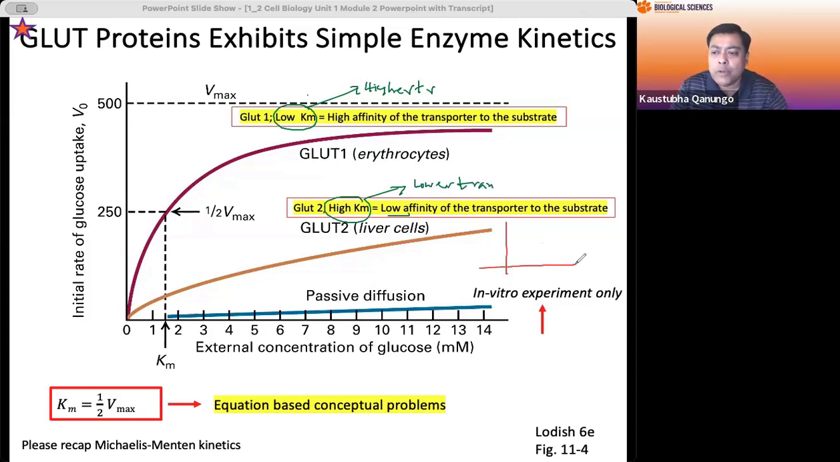Suppose, for example, we give you a question like this, where you have a glucose transporter, and you have engineered a glucose transporter that has a different Km. Say you have a wild type glucose transporter that you are working with, and the Km for that wild type glucose transporter is, for example, 2 millimolar.